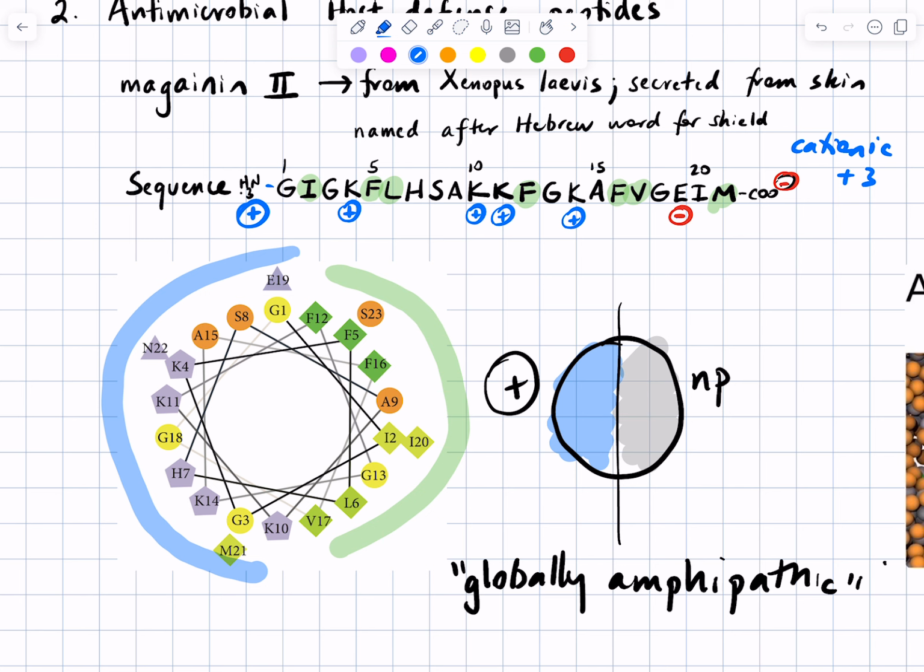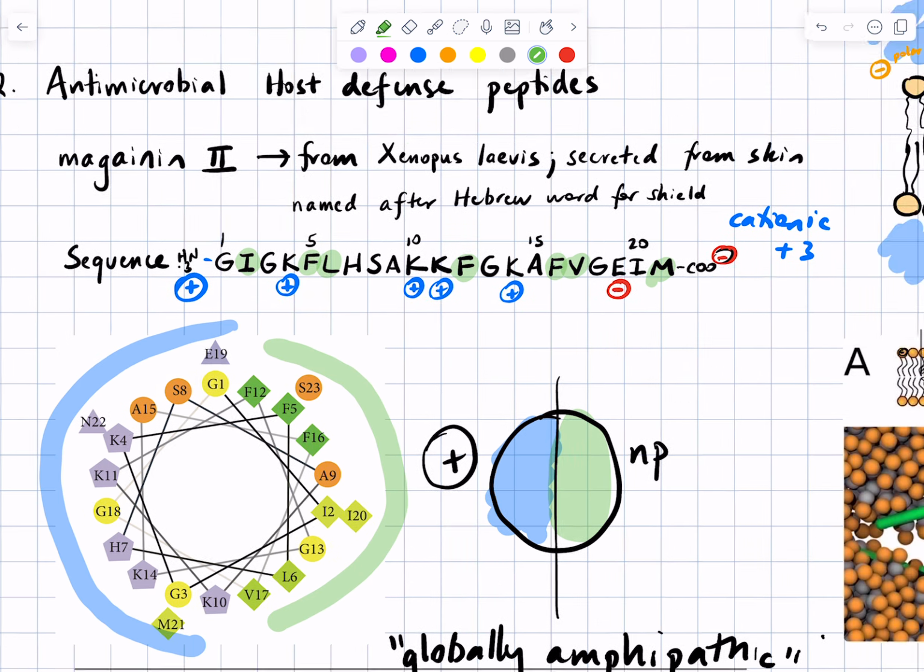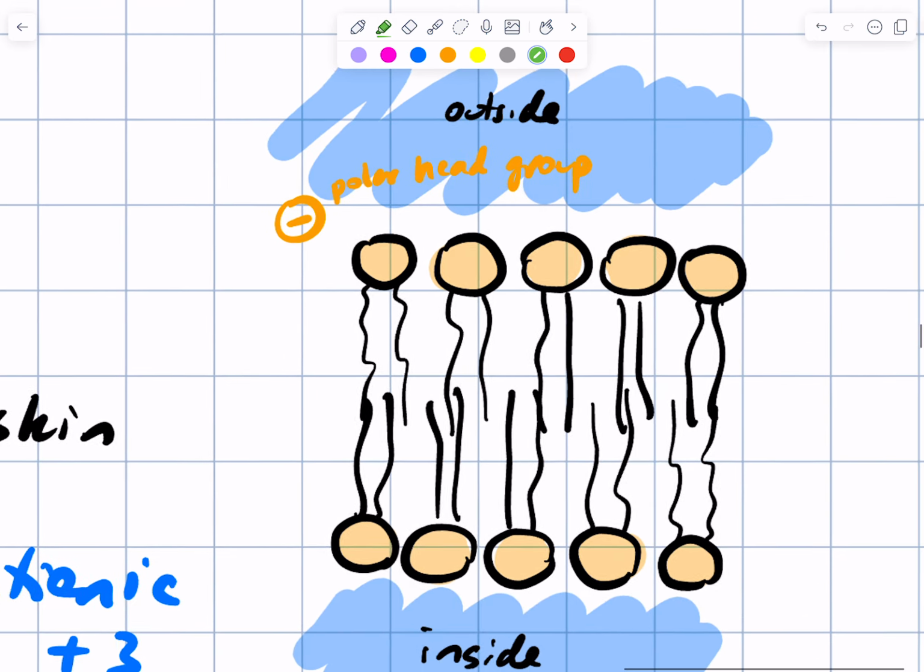The sequence pattern is not the same. It doesn't keep the same heptad repeat pattern, but overall, if you fold it into a helix, it would still have this globally amphipathic structure where one side was mostly nonpolar and the other side was mostly water soluble. Now, how does this kill bacteria? What's the point? You need to know a little bit about bacterial membranes to understand the point.